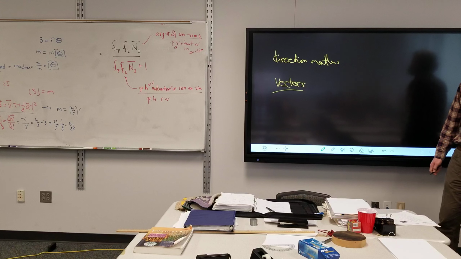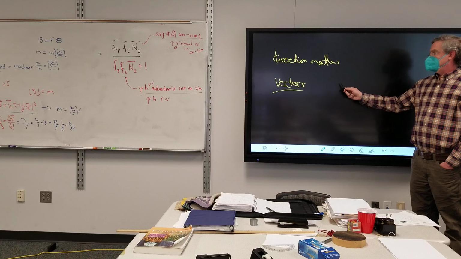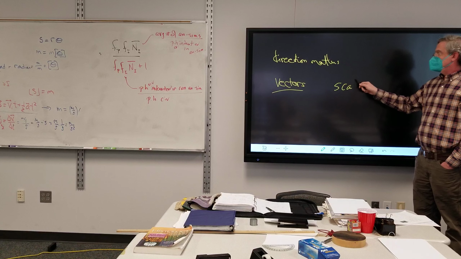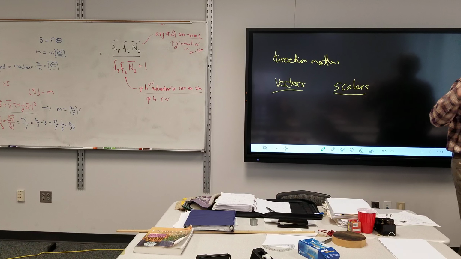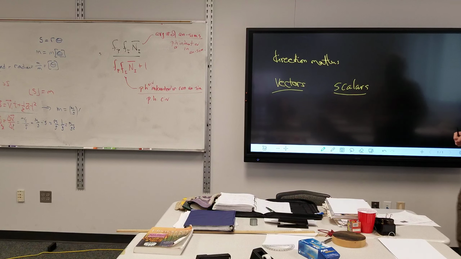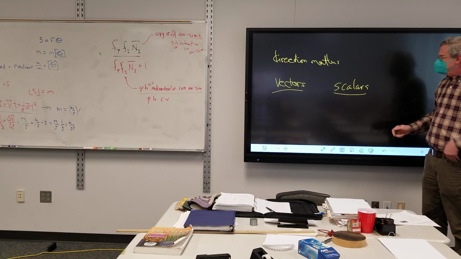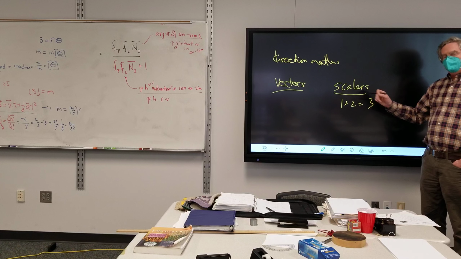For quantities where direction does not matter, what are they known as? Scalars, generally pronounced. Scalars is what you've been working with since kindergarten, or whenever you first started to count. An example of some scalar math: 1 plus 2 is equal to 3. That is scalar math.